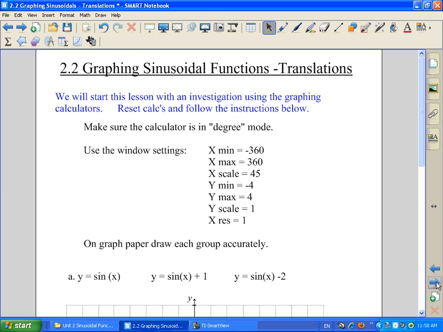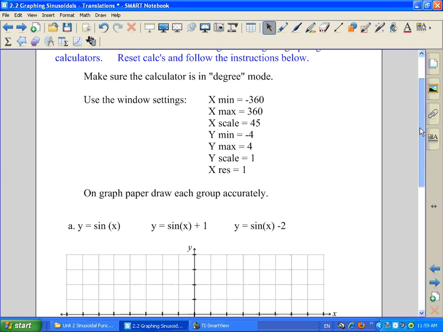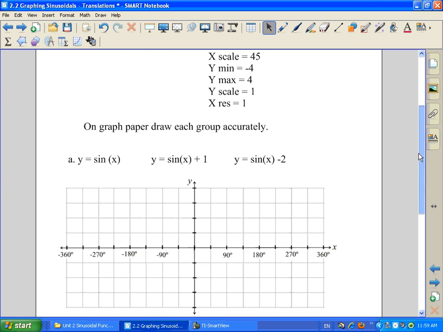To help you with my lesson, I'm going to be flipping back and forth. We're going to use the graphing calculator to get us started, and then I'm going to flip back and forth to write stuff in on the lesson. The first thing we need to do, folks, is to make sure our calculator is in degree mode and that we've got our windows set correctly.